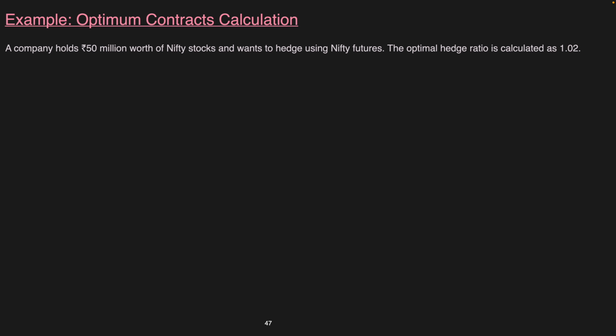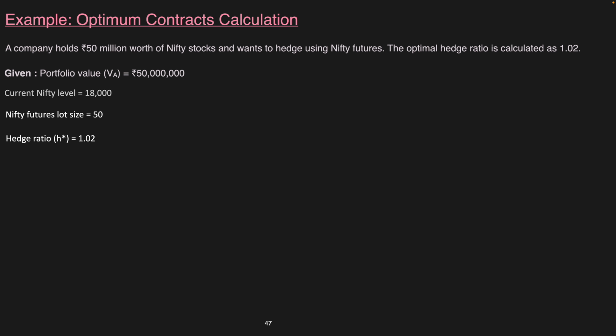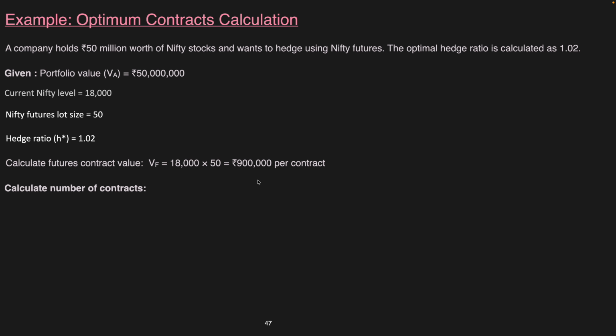Let us say a company holds 50 lakh worth of Nifty stocks and wants to hedge using Nifty futures. The optimal hedge ratio is 1.02, which we have already calculated, the portfolio value is 50 lakhs, the current Nifty level is 18,000, and the Nifty future lot size is 50. So the hedge ratio is 1.02. The value of the future, this is very important, the value of the futures contract will be 18,000, that is the current Nifty level, into the lot size. Lot size is 50. So 9 lakh per contract is the total money which you have to pay.